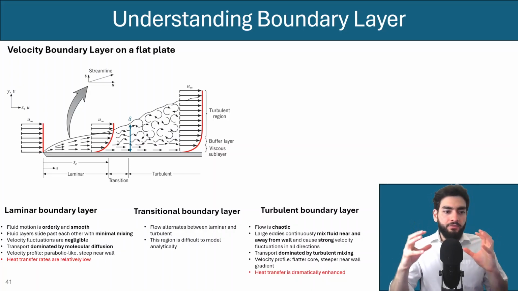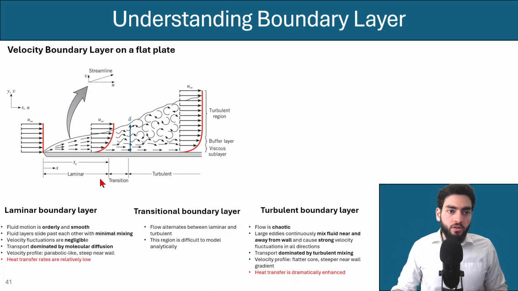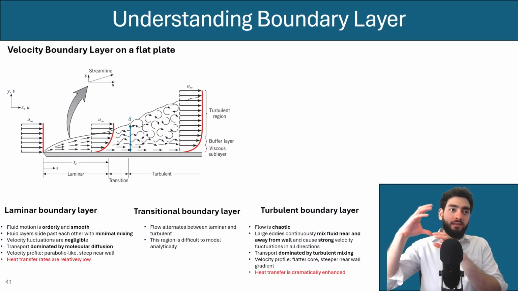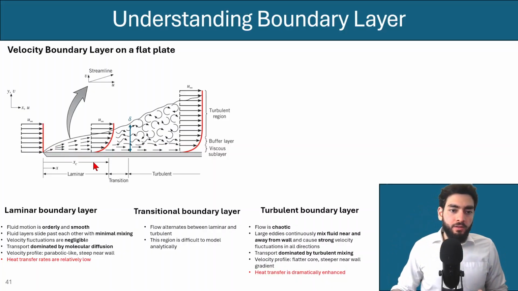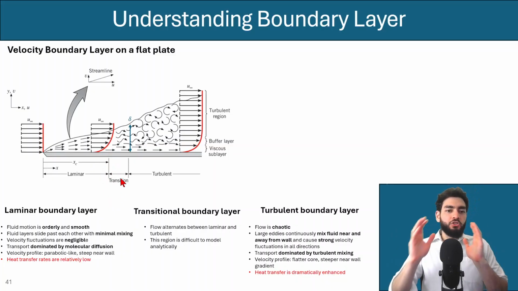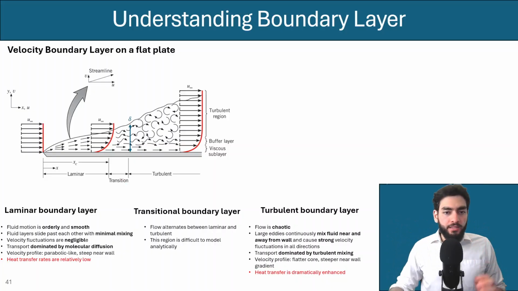Okay, so let's look at the different flow regimes that would occur in a flat plate and would occur generally. So you have first the laminar boundary layer that occurs at the beginning. So you start at the leading edge with the boundary thickness expanding as you travel in the x direction, and then you reach a point after which you start transitioning from laminar to turbulent, and then you have turbulent flow. So in the laminar boundary layer, fluid motion is orderly and it's smooth.